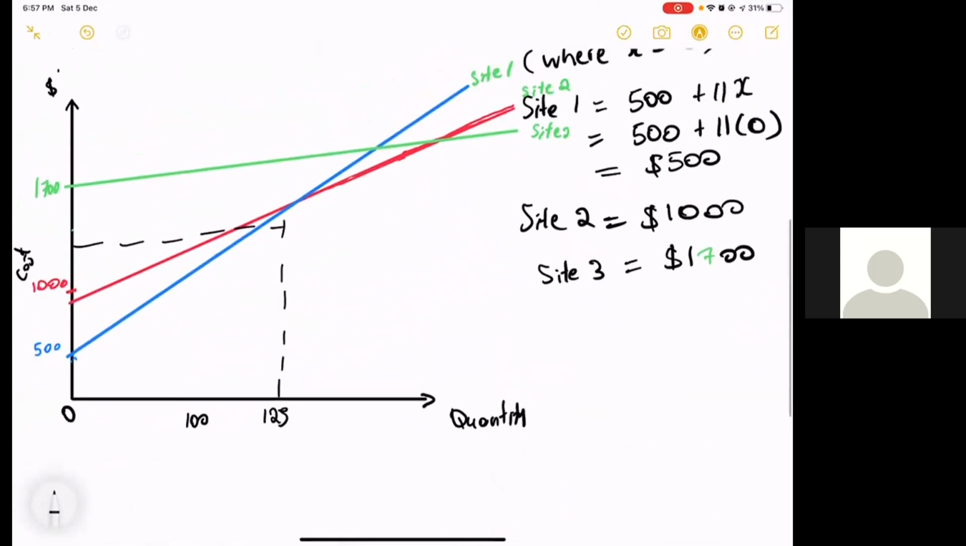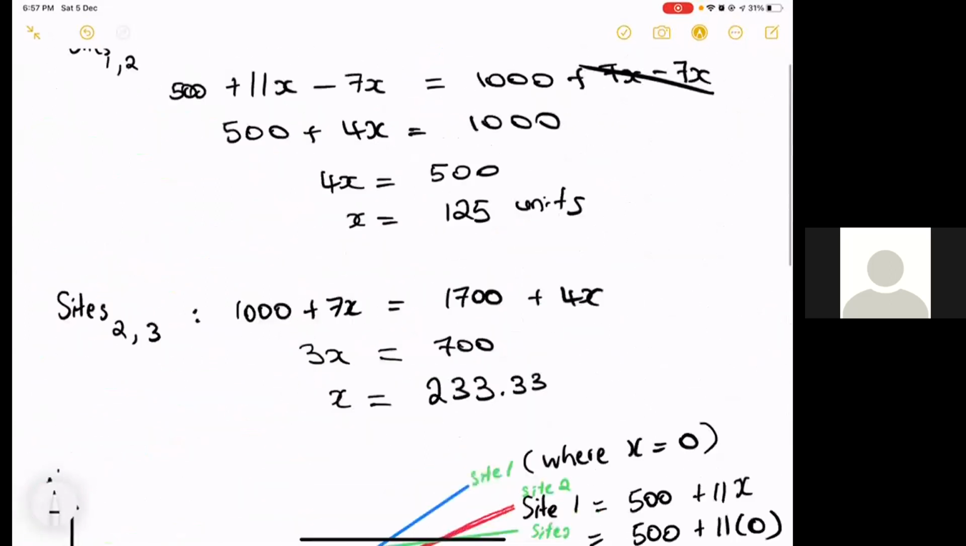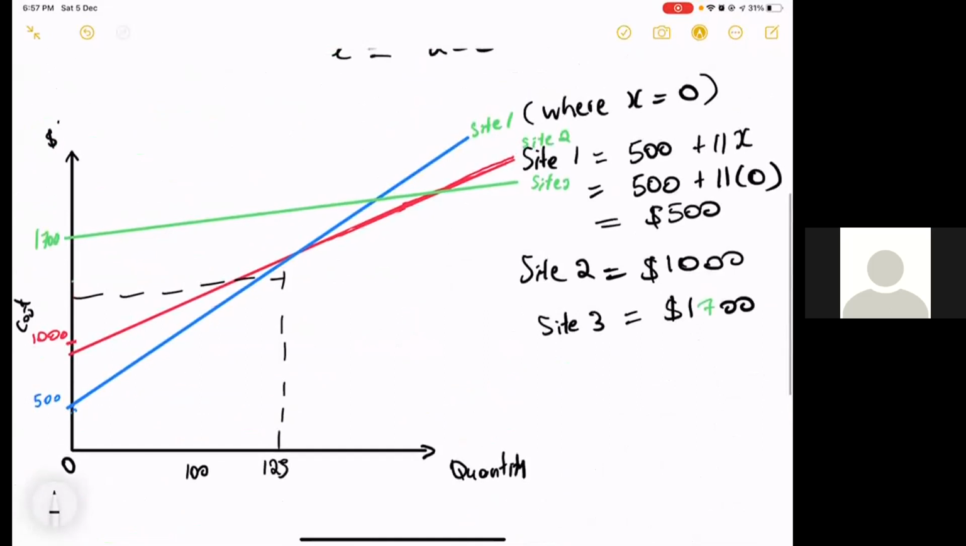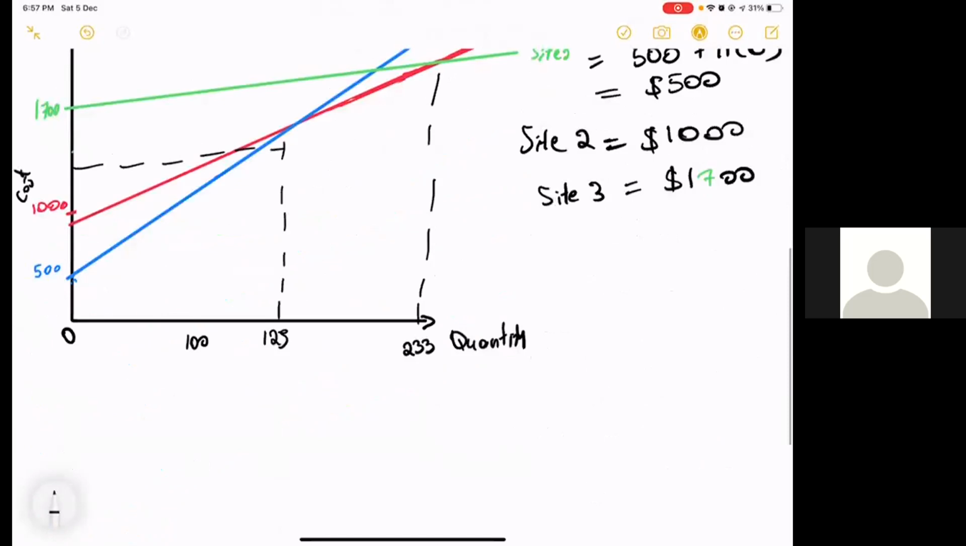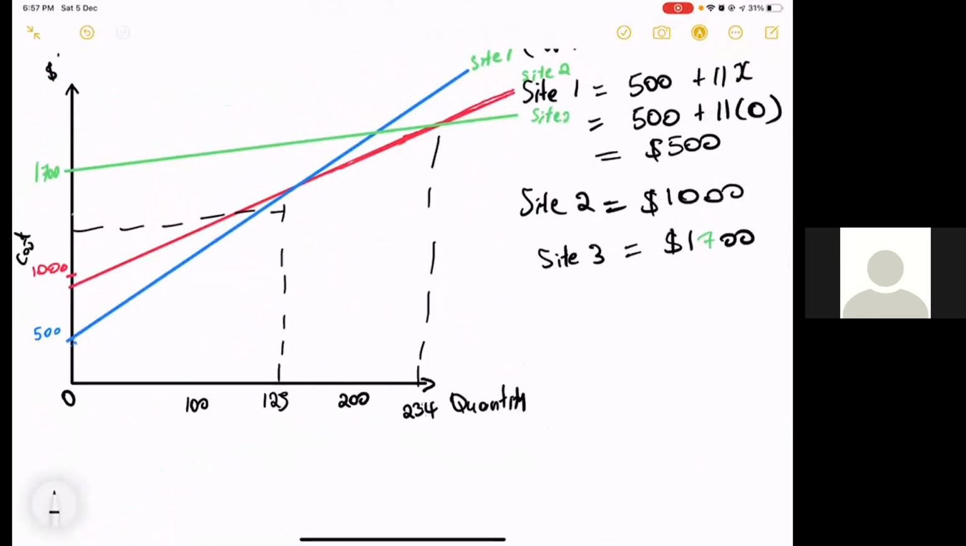And then we know that sites 2 and 3, which would be the red line and the green line, intersect where x is equal to 233. Let's see, where it says 200, call it 234, because I don't think we can have 0.3 of a unit. All right, so what do we do with this information now? Does anybody have an idea?